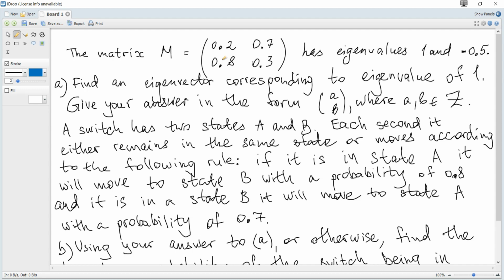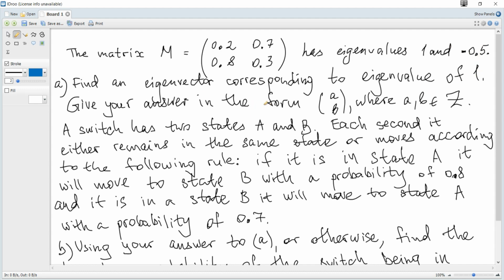The matrix M has eigenvalues 1 and negative 0.5. Find an eigenvector corresponding to the eigenvalue of 1. Let's review how to find eigenvalues and eigenvectors based on this matrix. So let's find this one and negative 0.5, and then the corresponding eigenvectors.